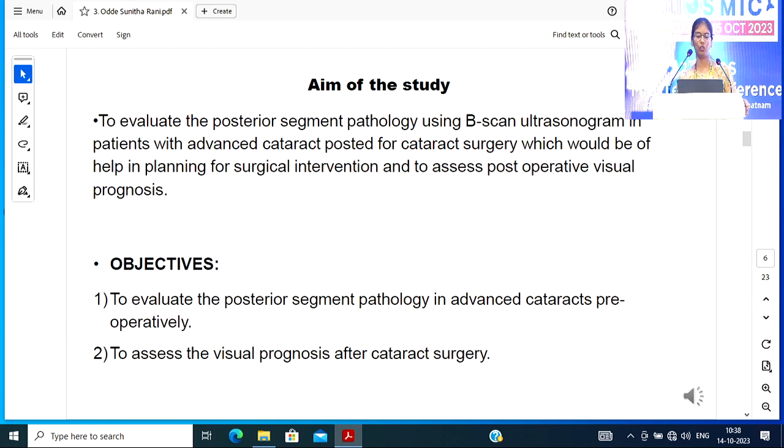Aim of the study: to evaluate the posterior segment pathology using B-scan ultrasonogram in patients with advanced cataract posted for cataract surgery, which would help in planning surgical intervention and assessing the post-operative visual prognosis. Objectives: to evaluate the posterior segment pathology in advanced cataracts preoperatively, and to assess the visual prognosis after cataract surgery.